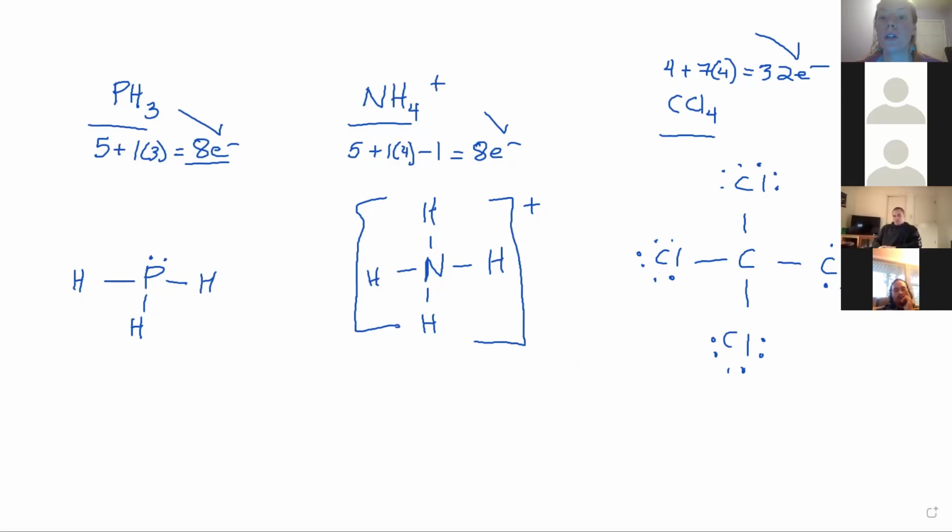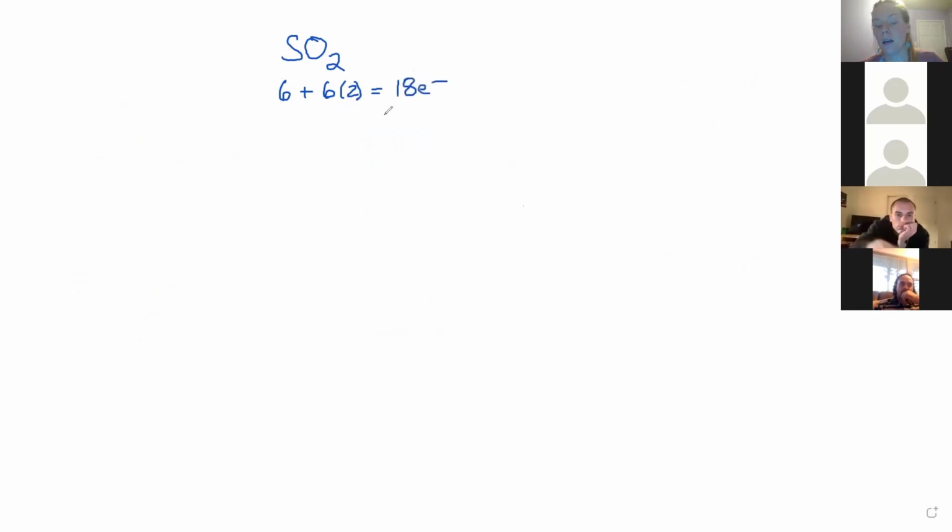Okay. We're going to do one more together to show us something called a resonance structure. SO2. This one's going to do something a little funky. Let's count up the valence electrons. Sulfur is in column 6, so it brings 6 valence electrons. Oxygen is also in column 6, so we bring 6 valence electrons, and there are 2 of them. So in this structure, we have a total of 18 electrons.